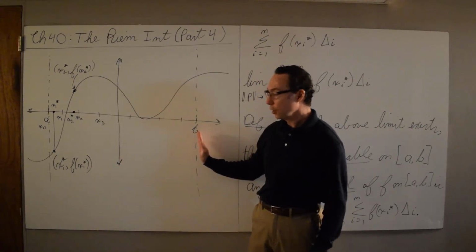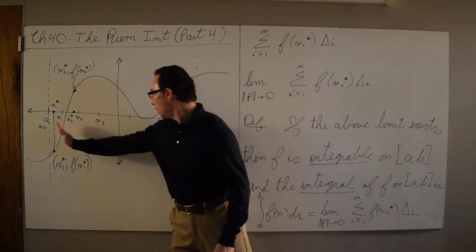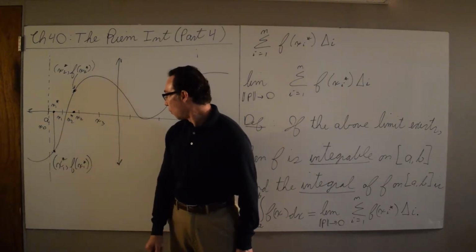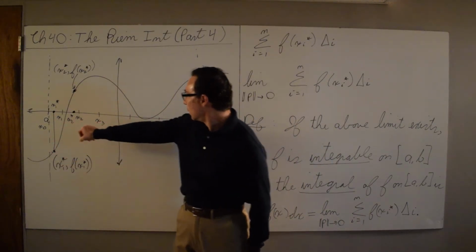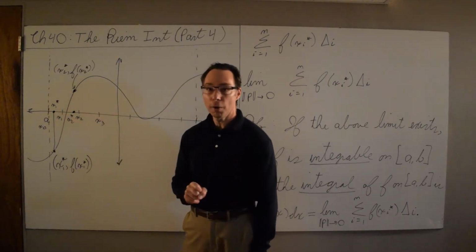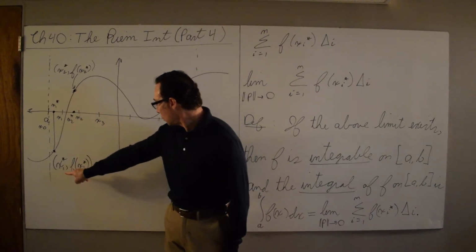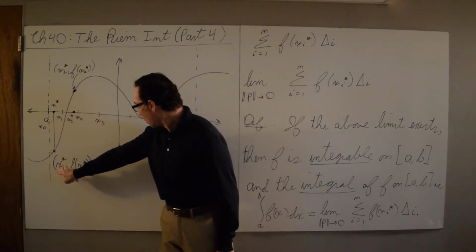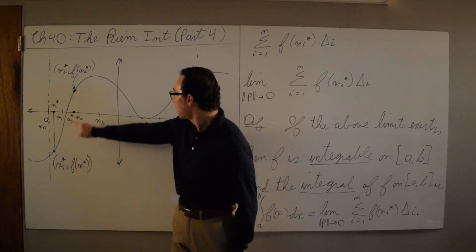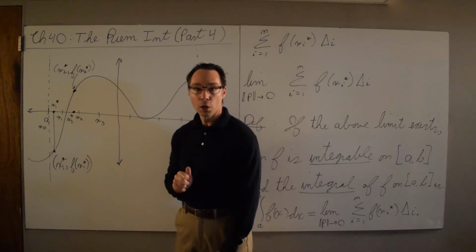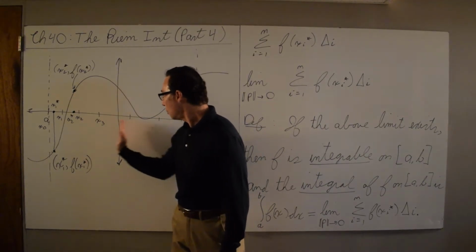We can take our interval AB, chop it up into pieces, pick our representative point from each interval, and I've done that with two of them. So I've picked an x sub 1 star and an x sub 2 star. We can still look at the function values, the x sub 1 star, f of x sub 1 star, the x sub 2 star, f of x sub 2 star. We can still look at that.